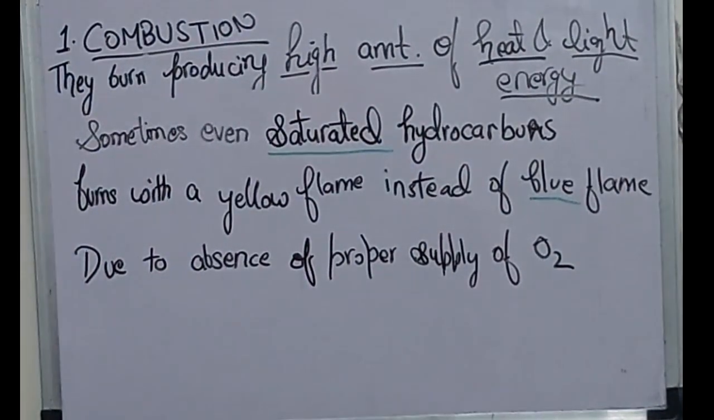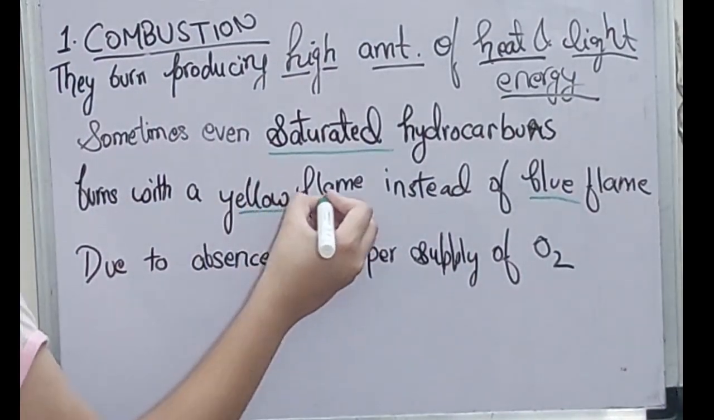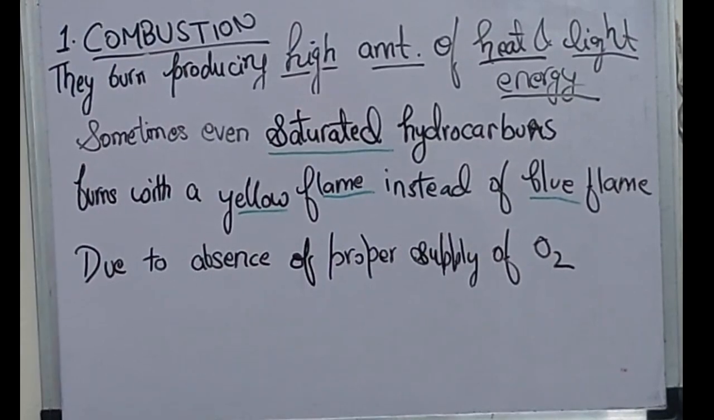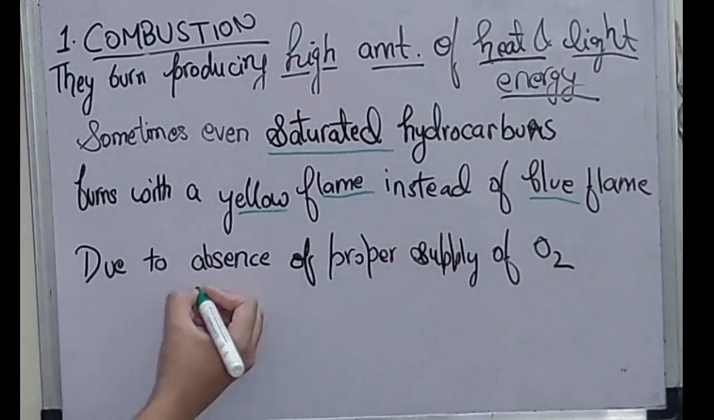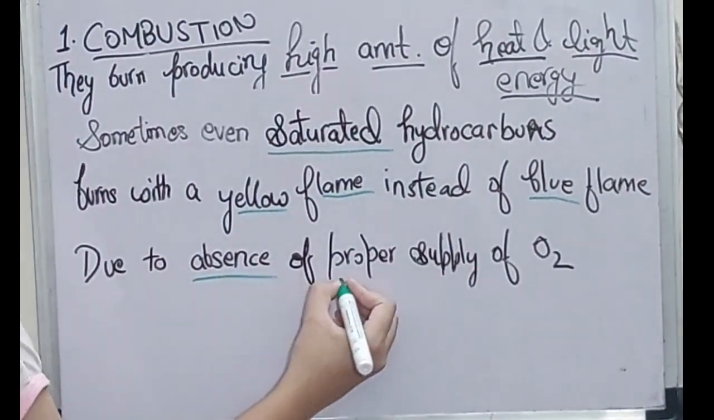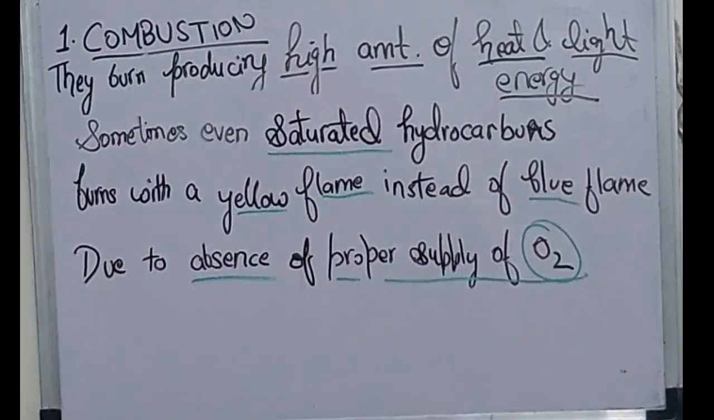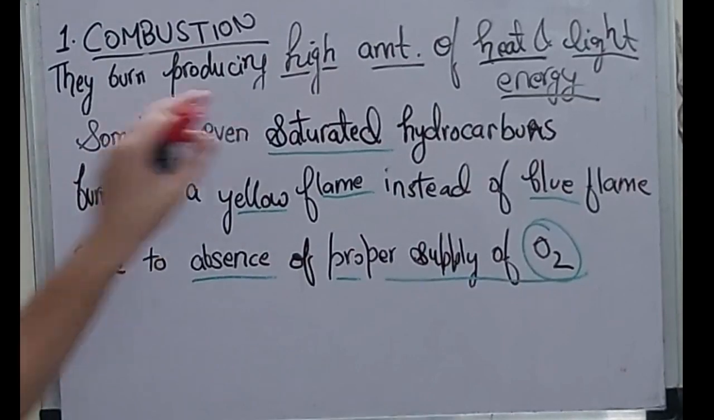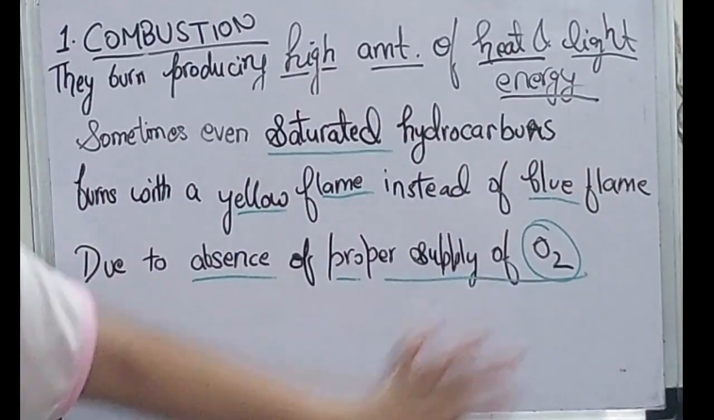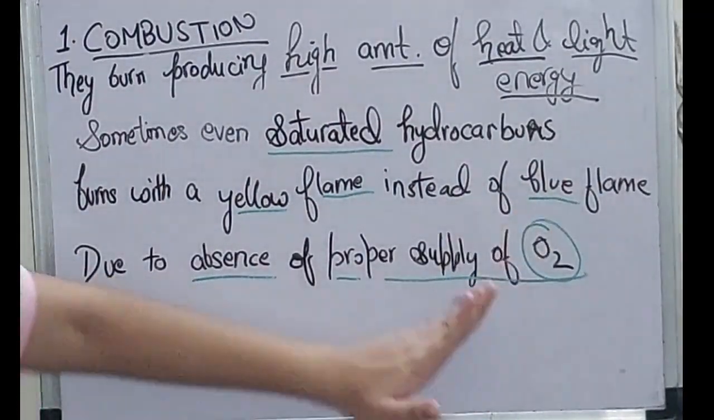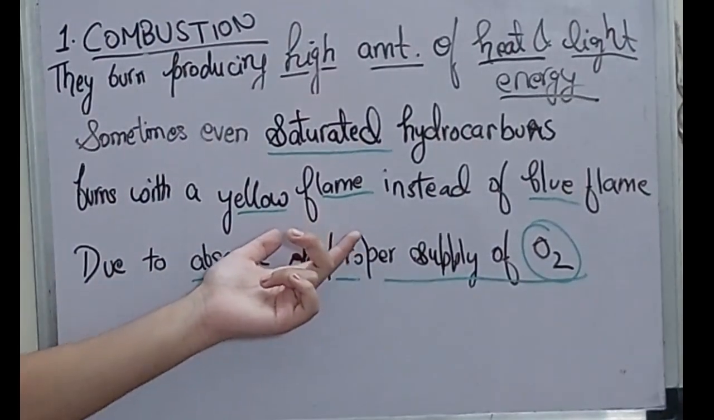But in your house only, you can ask your family members that after a while, it starts burning with a yellow flame. Why? Due to the absence of proper supply of oxygen. Saturated hydrocarbons need oxygen in a proper supply to produce a blue flame. If there is no proper supply of oxygen, then even the saturated hydrocarbon will give you yellow flame.